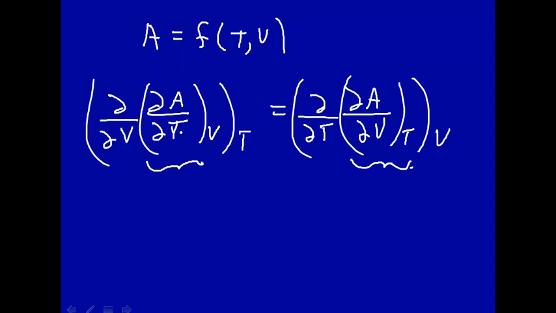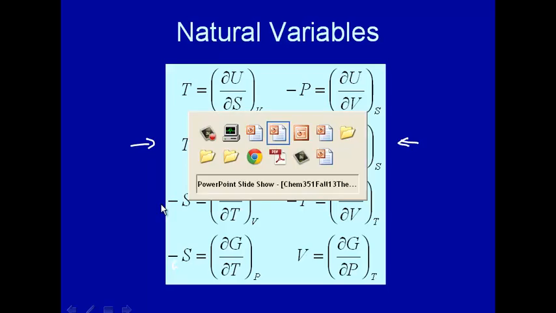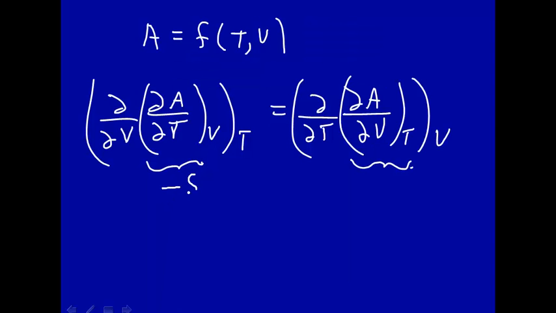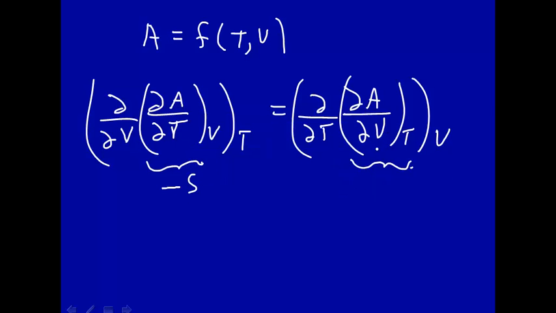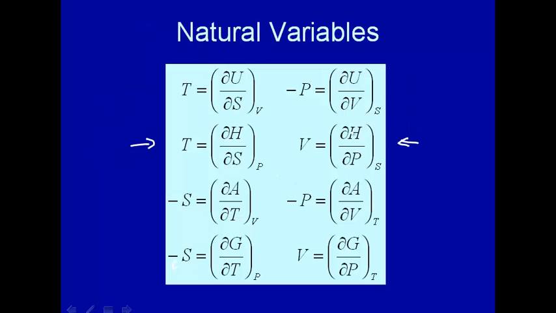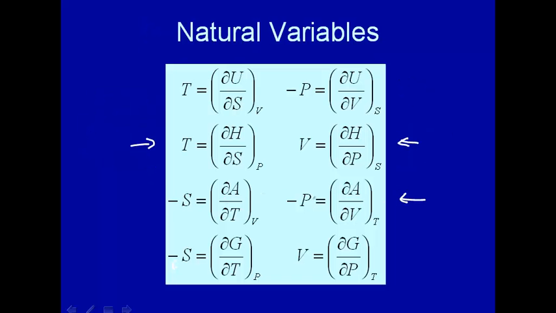How A changes with temperature at constant volume. How A changes with temperature is minus S. Oh, cool, minus S. And how A changes with volume. Well, you know, we could sort of figure this out. What's the conjugate variable for a volume? It's pressure. So here we're down here with a minus sign. So minus pressure, minus S, minus P.